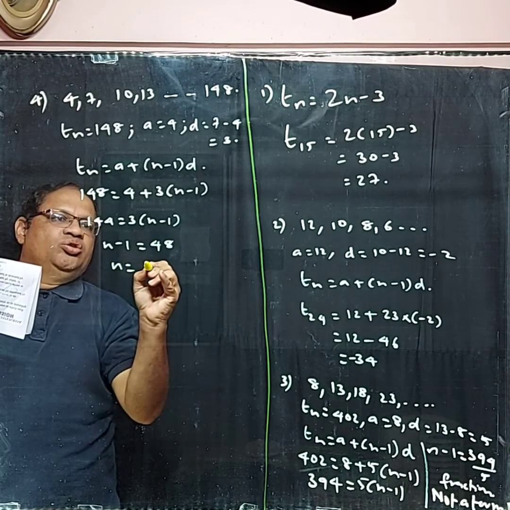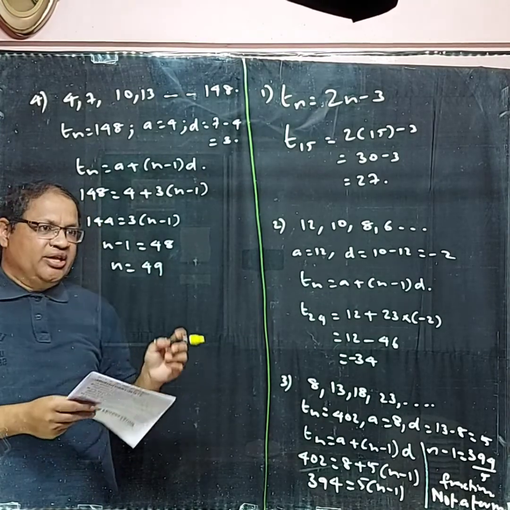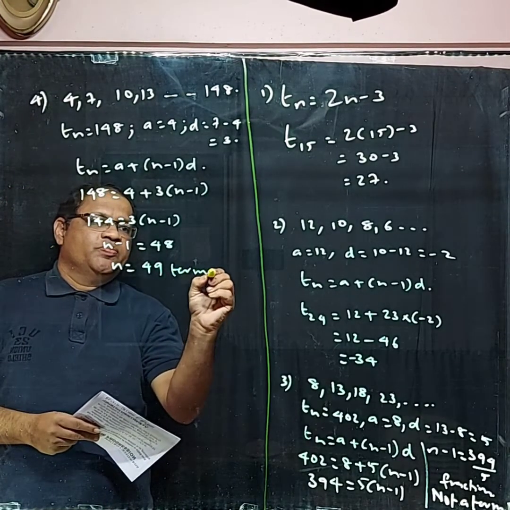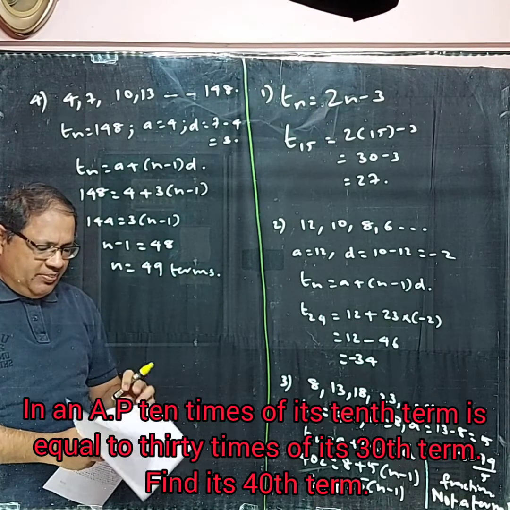So n is equal to 49. So they are asking how many terms are there. So 49 terms. Alright. Now we go on to the fifth sum.